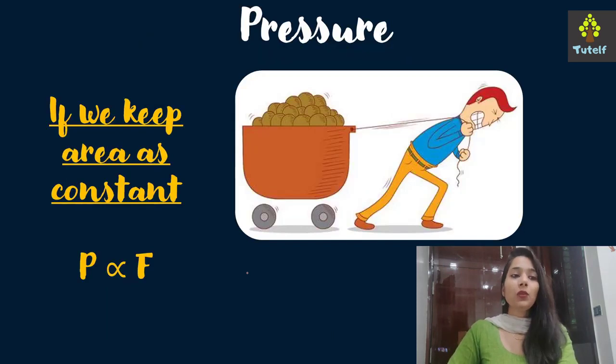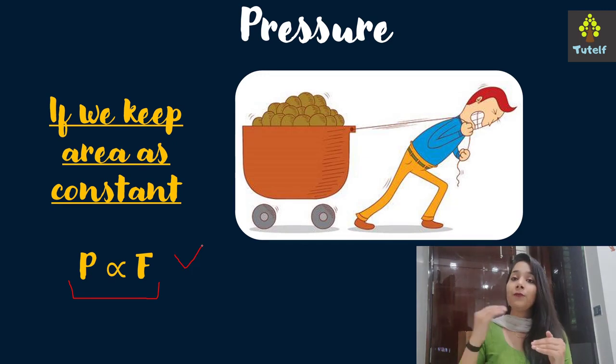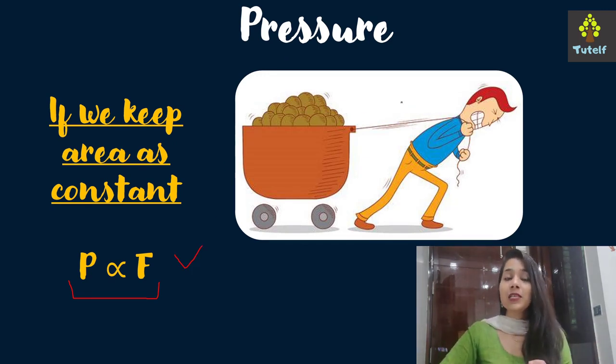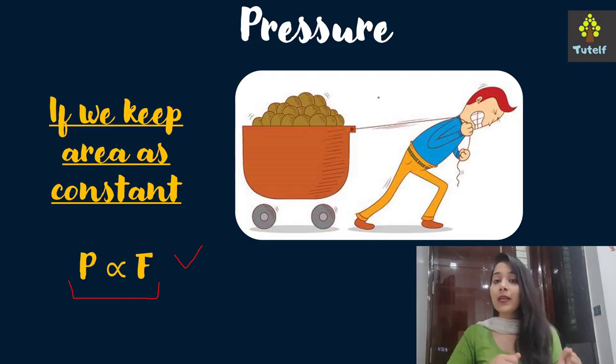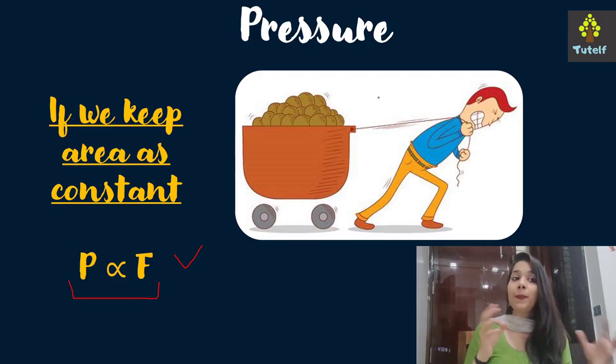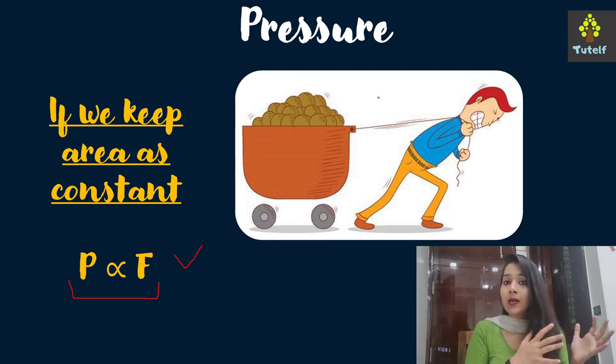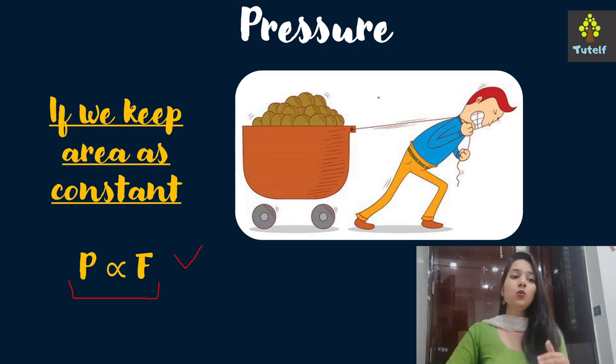Now let's see. The formula was pressure equals force upon area. That means that pressure is directly proportional to the force. What does this mean? This is only the case when you keep the area constant. So as you keep on increasing the force that you are applying on an object, the pressure will also increase. Like here, if the person is moving this cart with a much greater force, then the pressure applied on the string as well as on the cart will be more as compared to when the force applied was less.